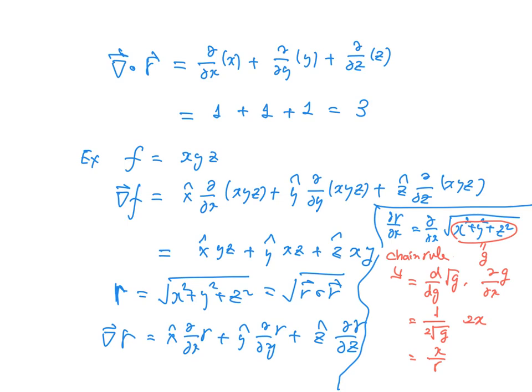So this is actually x r over x, y r over y, z r over z. It's the same as r vector over r. So this is an interesting part.